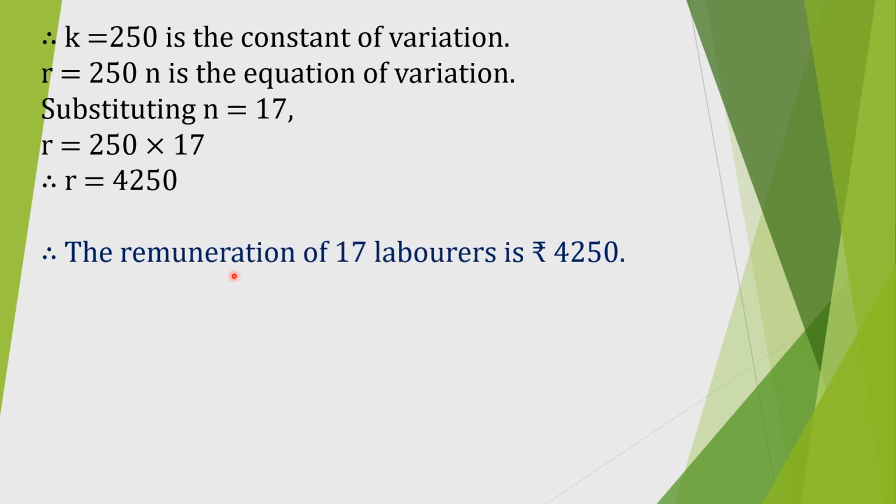Okay, so write down the final answer, students. Therefore the remuneration of 17 laborers is rupees 4250. Okay students, I hope you understood the concept of direct variation.